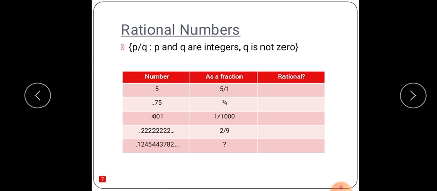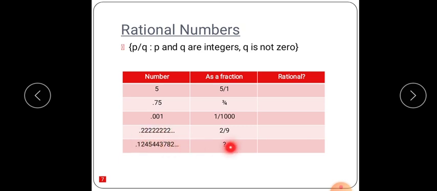Now how can a number be expressed? 5. As a fraction we can write 5 by 1. 0.75. This decimal number comes from the fraction 3 by 4. 0.001. It comes from the fraction 1 divided by 1000. Similarly, the fraction 2 by 9, if we divide, we will get 0.222 and so on.